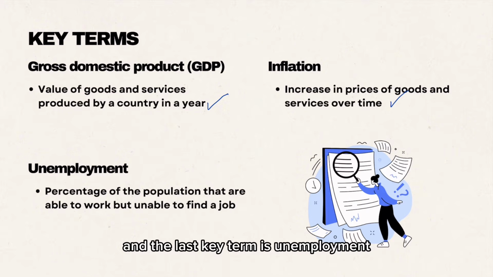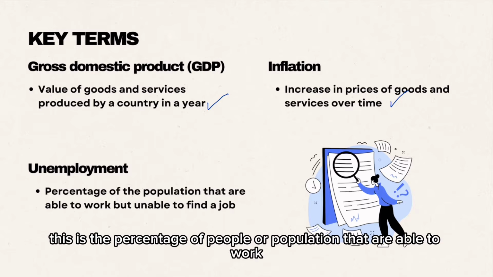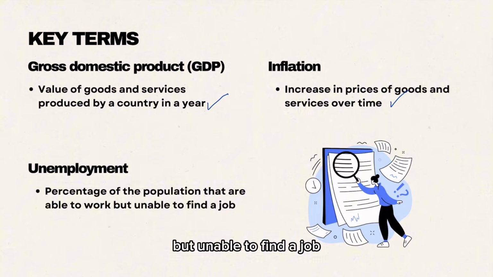And our last key term is unemployment. This is the percentage of people or population that are able to work but unable to find a job.